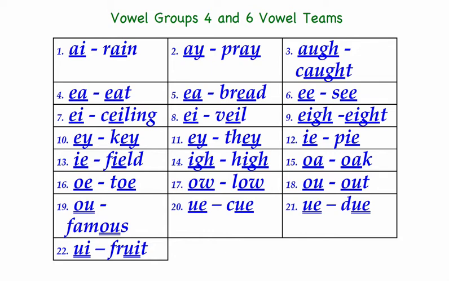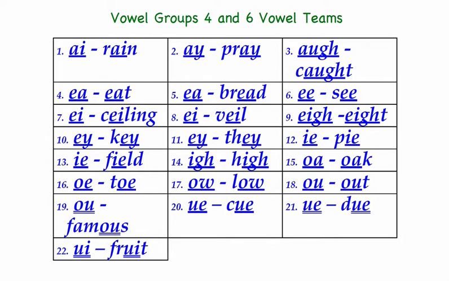IE also can have two sounds. In the word pie, IE is representing its long I sound. It's a vowel group 4 team. In the word field, IE is representing the long E sound, and there it becomes a vowel group 6 team. IGH is a 3-letter vowel team representing the long I sound, as in the word high.